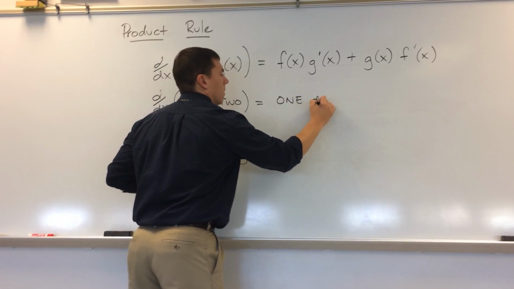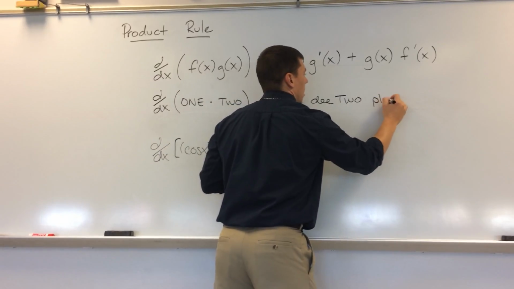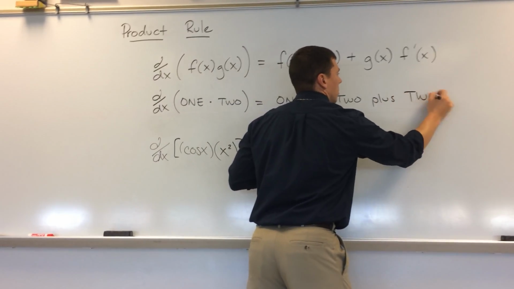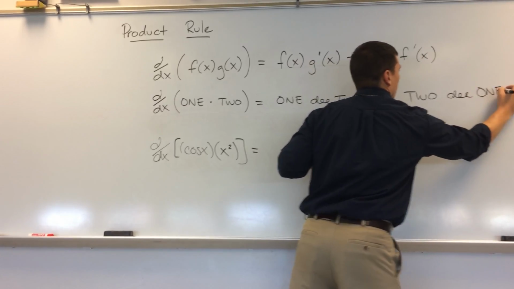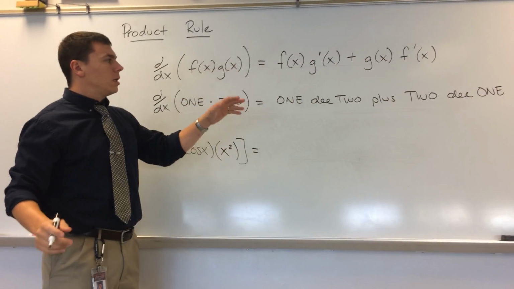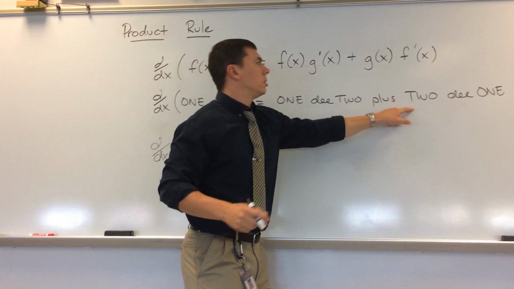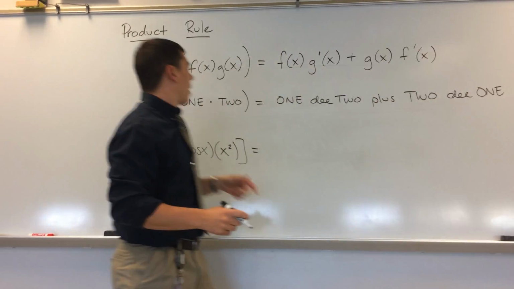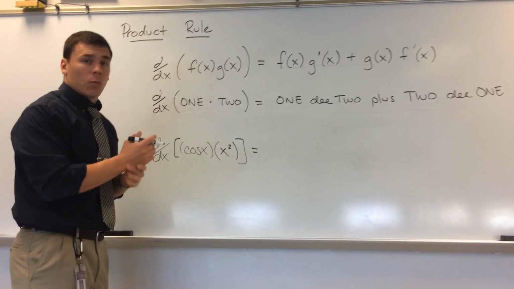1 d2 plus 2 d1. F of x times g prime plus g of x times f prime, 1 and 2. And now that we know that rule, we can just apply it, and everything's going to work out really nicely for us.